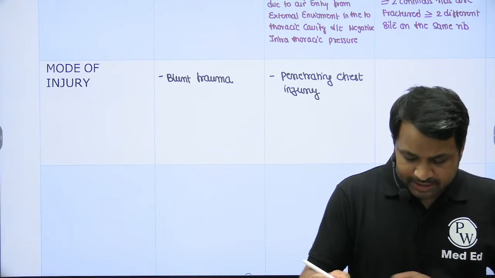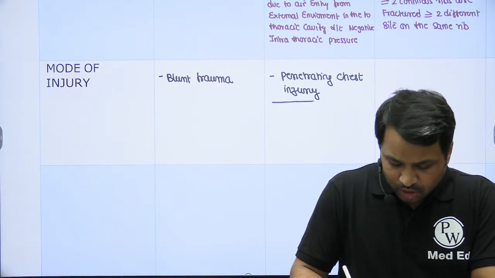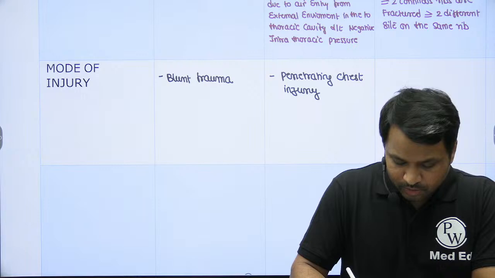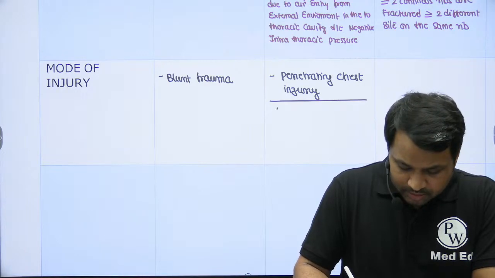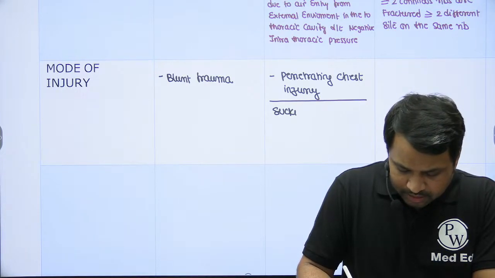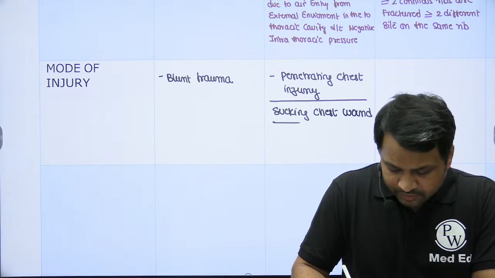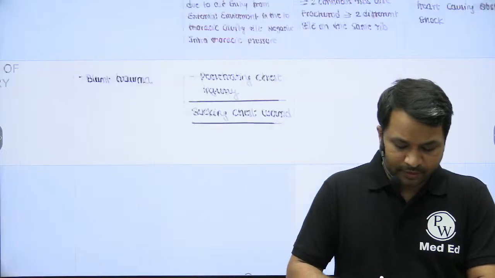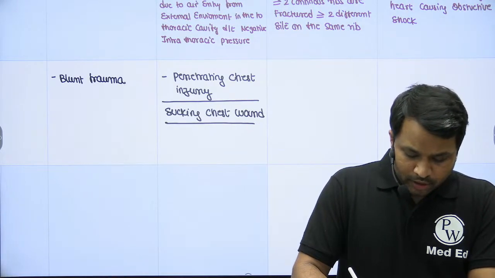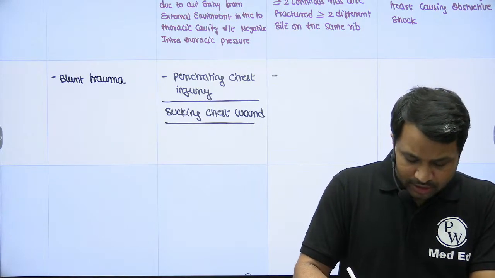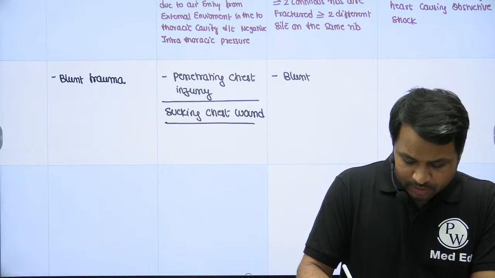Now, because it sucks the air, it is also called as a sucking chest wound. Now, as it draws the air from the external environment, this is called as a sucking chest wound, right? Now, for your rib fracture, it has to be associated with blunt trauma to thorax.